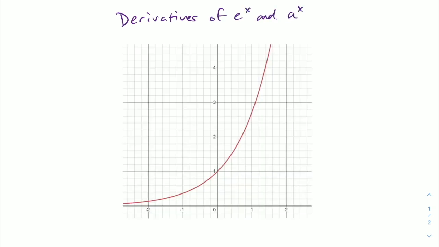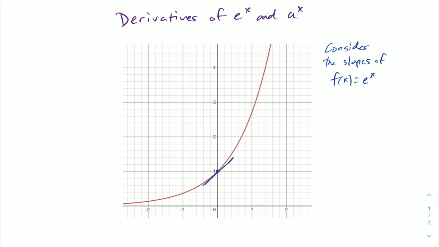Alright, so in this video we're going to talk about derivatives of the exponential function e to the x, and a to the x. So let's consider the graph of e to the x and the slopes. So consider the slopes of f of x equals e to the x. So we'll start with the slope at 0 here.